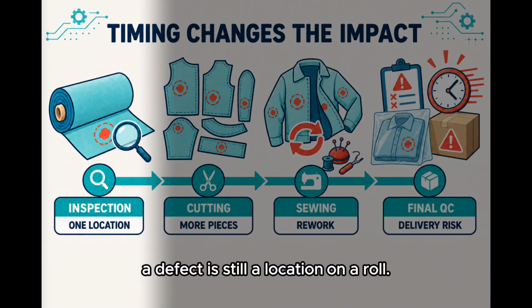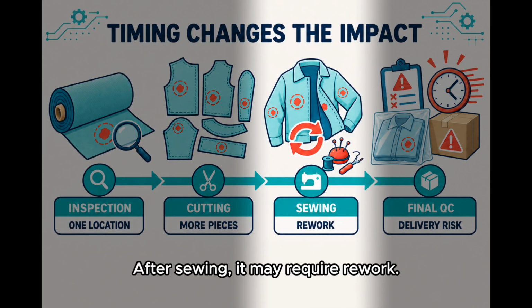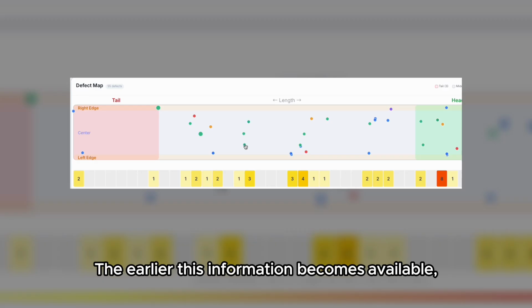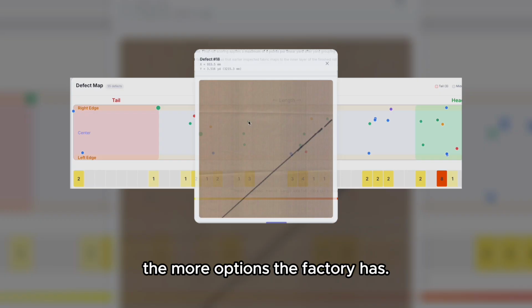During inspection, a defect is still a location on a roll. After cutting, it may affect several components. After sewing, it may require rework. At final quality control, it may even affect delivery. The earlier this information becomes available, the more options the factory has.